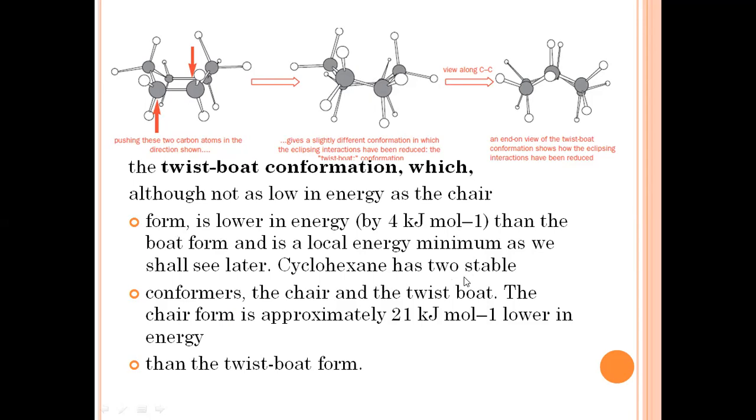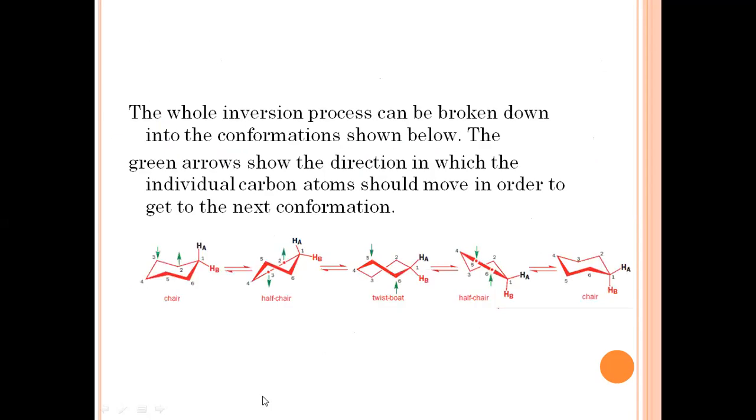A cyclohexane molecule basically has two stable conformers, and the majority of the time it exists as the chair and the twist boat conformation. These two conformations are stable as compared to the other four conformations. The chair form has approximately 21 kilojoules per mole lower energy than the twist boat conformation.